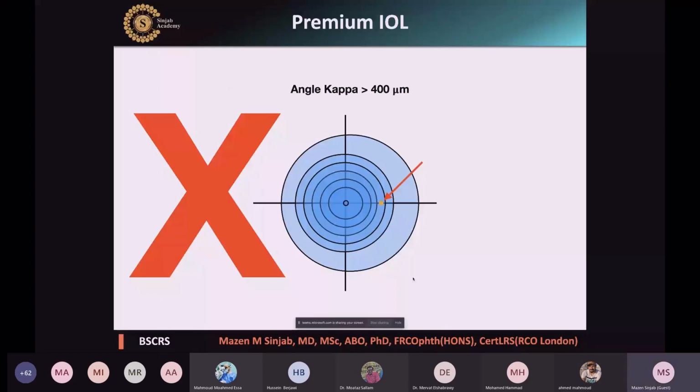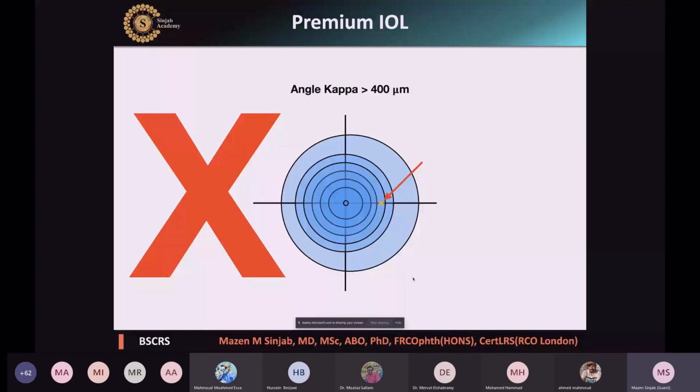Therefore, the patient will suffer from dysphotopsia, post-operative dysphotopsia, especially if angle kappa is larger than 400 microns. And some ophthalmologists may consider it if it is more than 500 microns. Actually, we have to be more conservative because we are dealing with premium lenses. So my cutoff value is 400 microns.